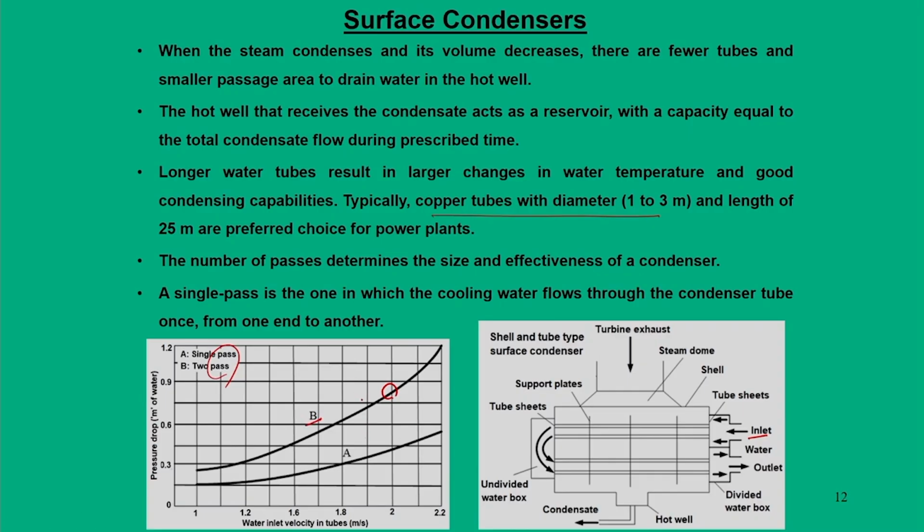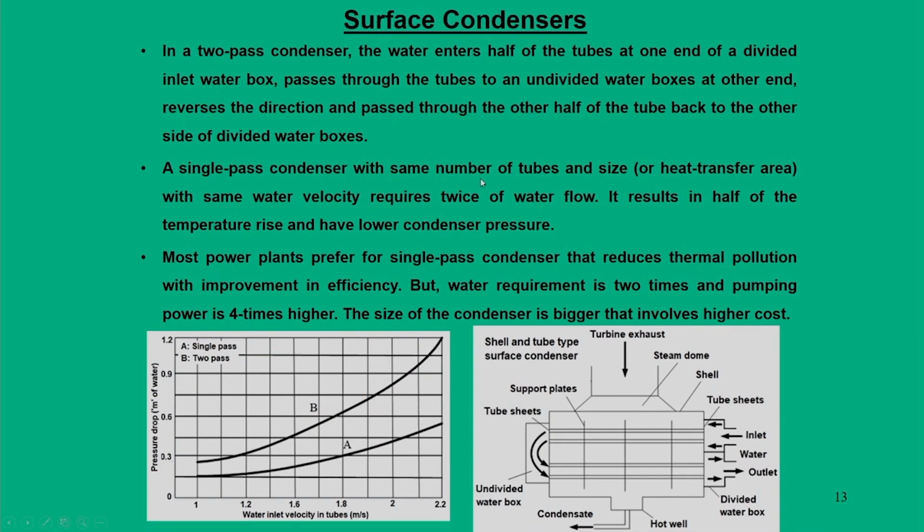Second, when you increase the number of passes, we land up having higher pressure drop. Higher pressure drop means more effectiveness of the condenser, and through this process the condenser size also gets reduced. In other words, a single pass condenser will have a larger size than a 2 pass condenser. A single pass condenser with the same number of tubes and size, with the same water velocity, requires twice the water flow. So it results in half of the temperature rise and lower condenser pressures.